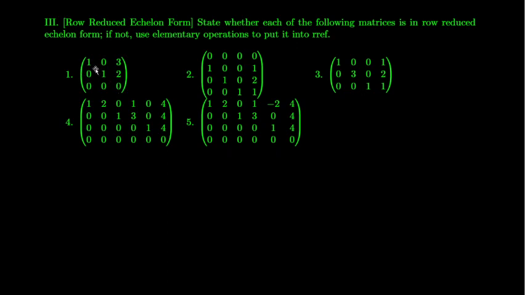Condition 4. Check the leading 1 columns. That's a column with the leading 1. Other numbers are zeros. That's a column containing the leading 1 of row 2. Other numbers are zeros. So the answer to question 1 is yes. This one is indeed in row reduced echelon form.